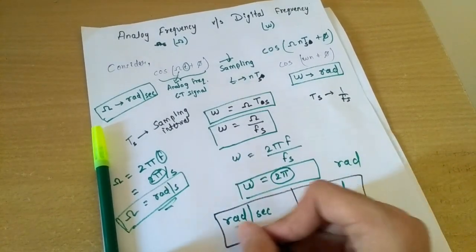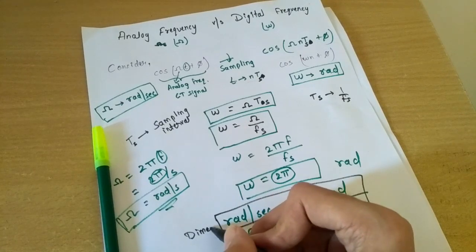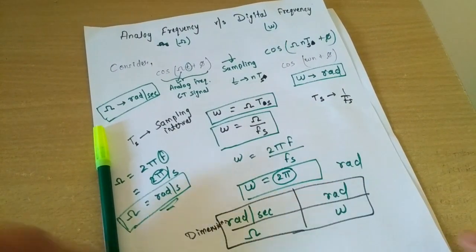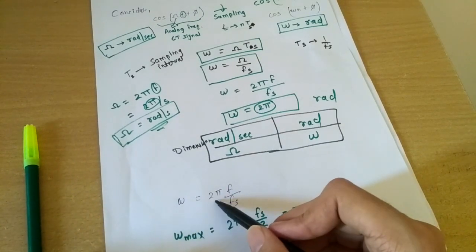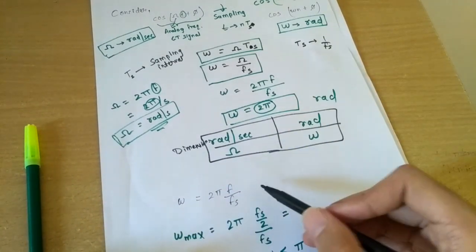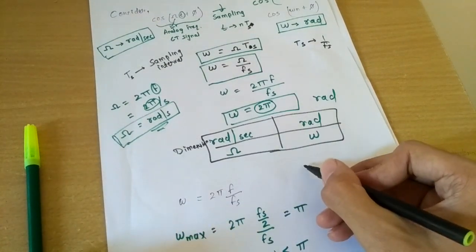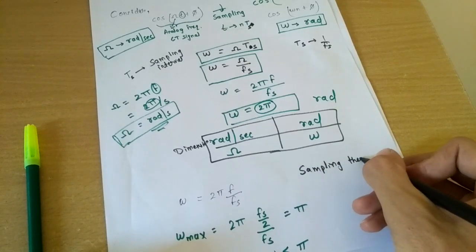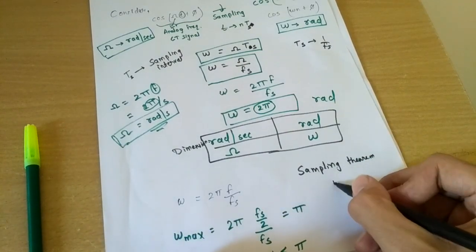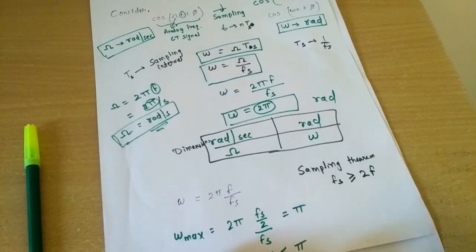So we have to remember this. Okay, this is the dimension. Now again, let's come to this point that digital frequency is 2 pi f by fs, right? Now we will see shortly that the sampling theorem says that our sampling frequency should be at least twice our frequency of our analog signal, right?